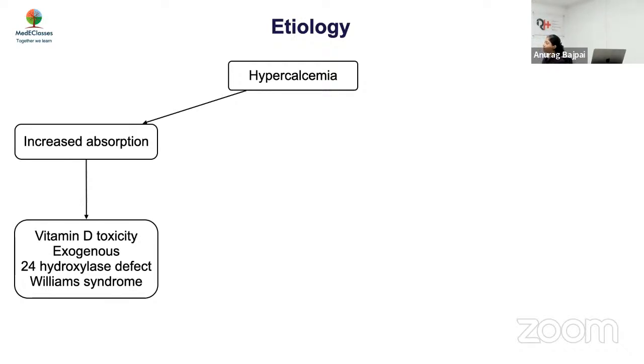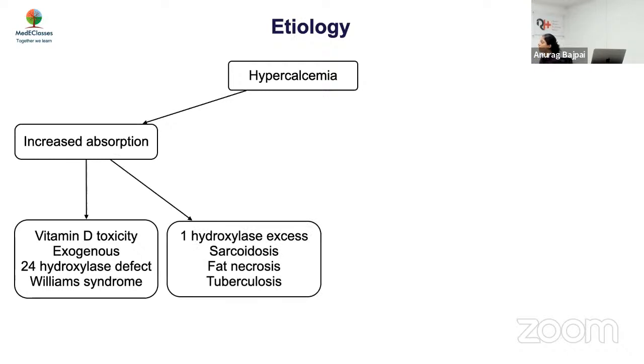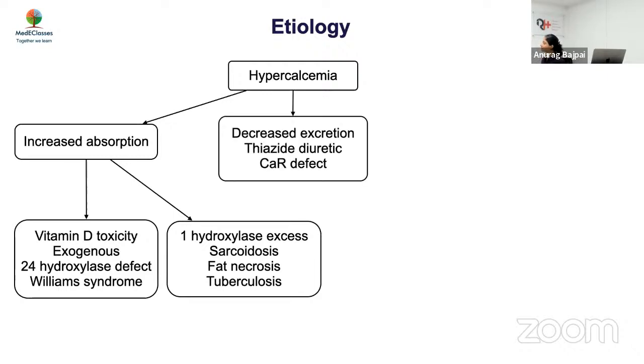Another important cause in the neonatal period is Williams syndrome, which has both these defects. There is a 24-hydroxylase defect as well as an increased 1-alpha-hydroxylase activity, resulting in vitamin D toxicity. 1-alpha-hydroxylase excess is also seen in granulomatous conditions like sarcoidosis, tuberculosis, and may be seen in neonates with fat necrosis, as we've already seen.